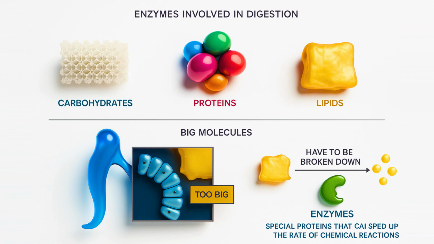Enzymes are specialized proteins that act as biological catalysts, which means they can significantly speed up the rate of chemical reactions without being used up themselves. Each enzyme is highly specific and targets a particular type of molecule, ensuring efficient digestion. Let's now look at which smaller molecules each type of nutrient is broken into and which enzymes are responsible.